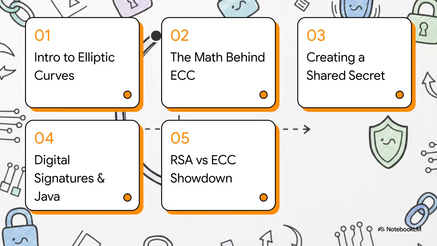All right, here's our quick roadmap for today. We'll start with an introduction to elliptic curves, then lightly touch on the math behind ECC, look at how we create a shared secret, dive into digital signatures in Java, and finally do a showdown between RSA and ECC.